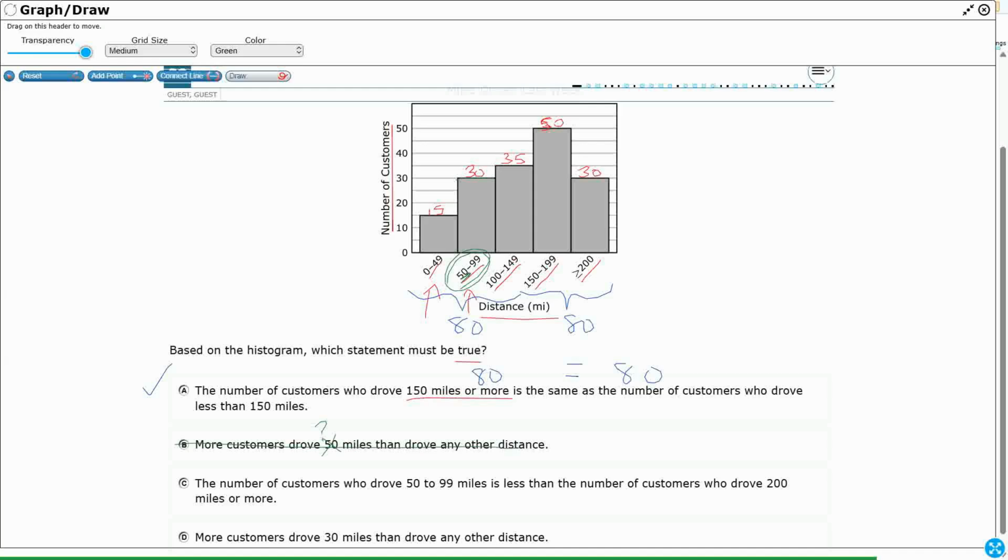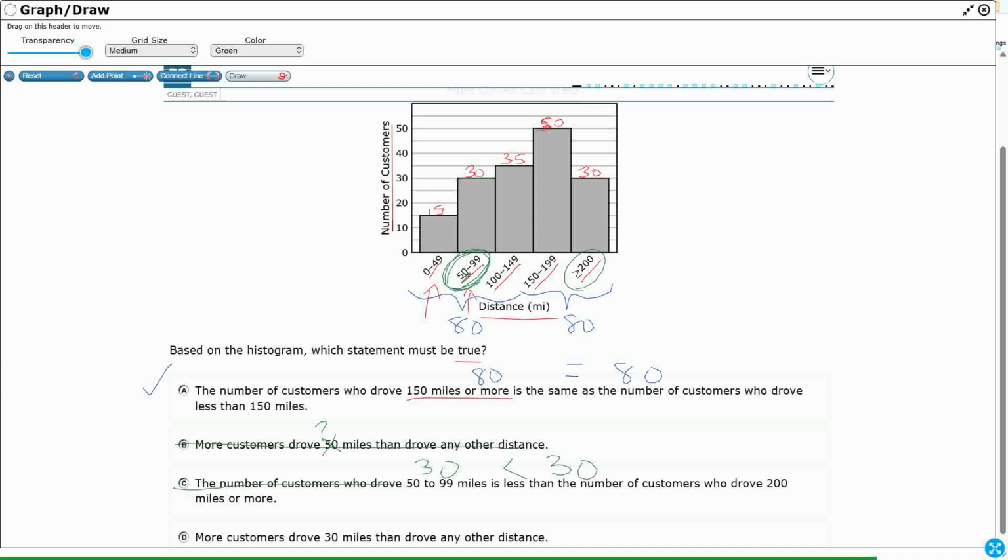The number of customers who drove 50 to 99 miles, okay, so that's 30. That's easy, that's right there. Is less than the number of customers who drove 200 miles or more. There's my 200 miles or more. That's 30. Is 30 less than 30? Of course not.